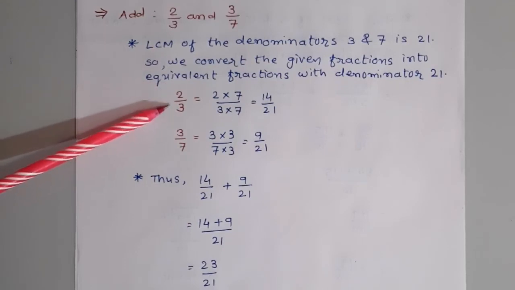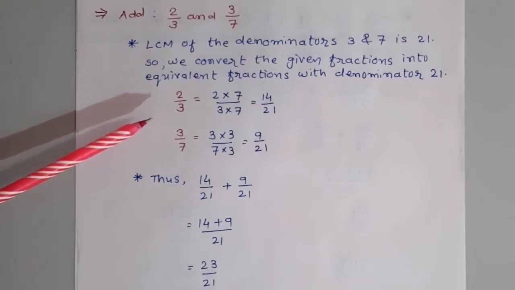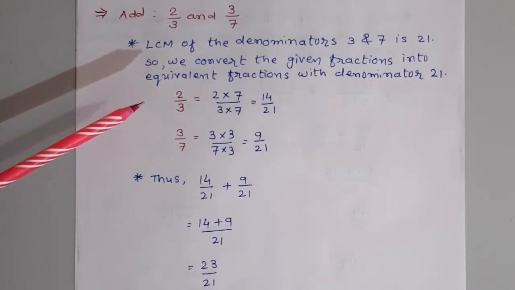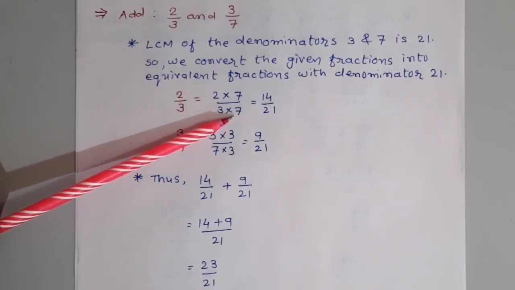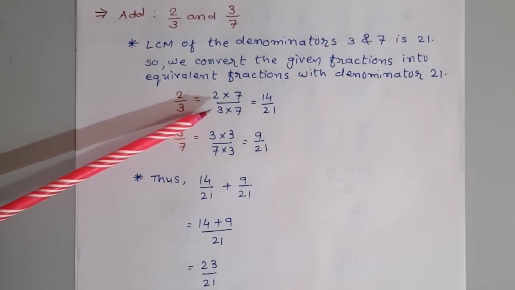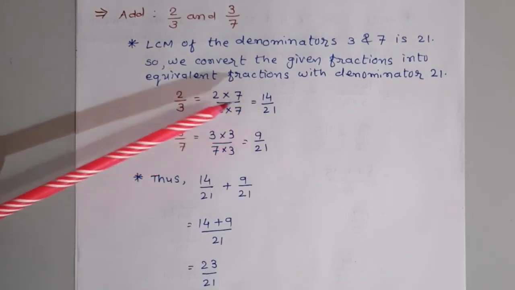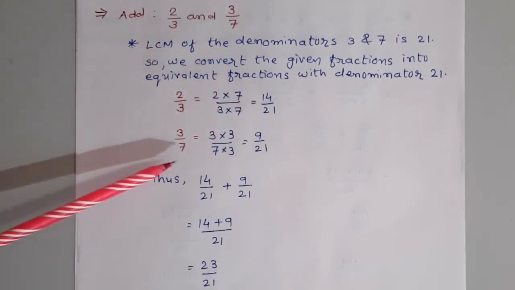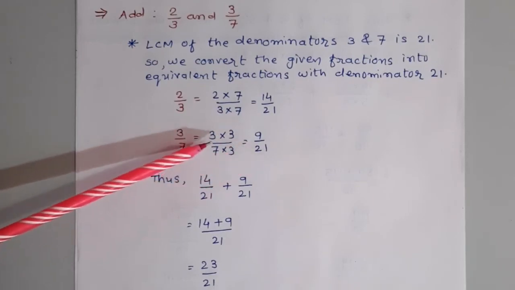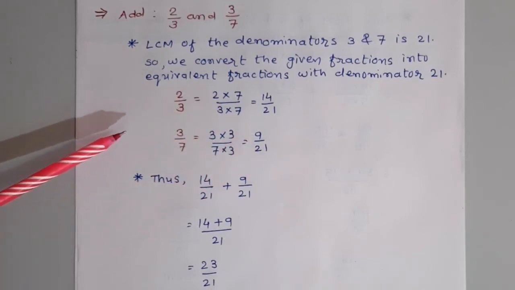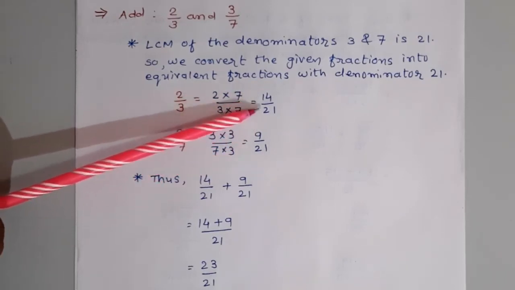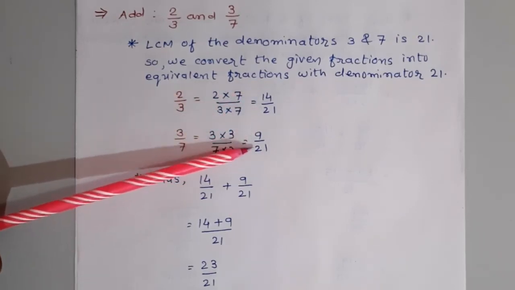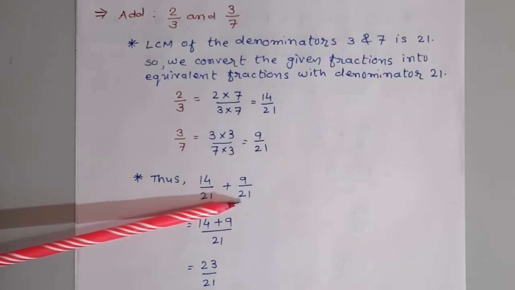So we convert the given fractions into equivalent fractions with the denominator 21. So 2 upon 3. Now convert the denominator into LCM 21, so we have to multiply by 7. So 3 7s are 21 and 2 7s are 14. Same way, 7 3s are 21, 3 3s are 9. Now you can see that 14 upon 21 plus 9 upon 21.